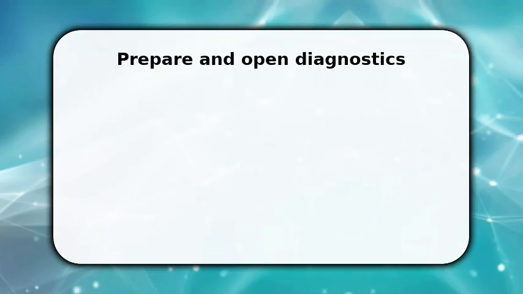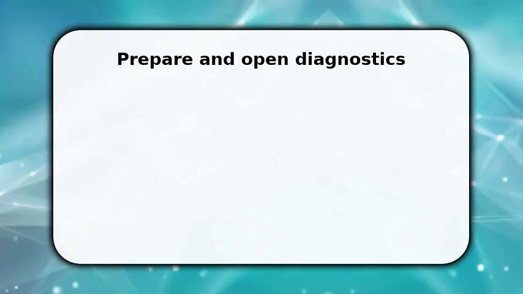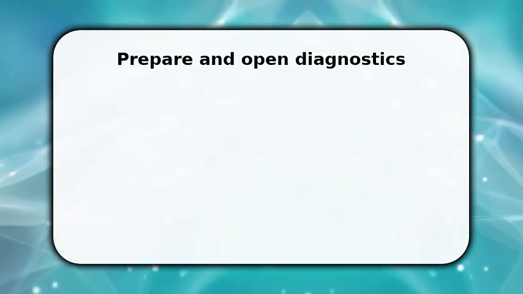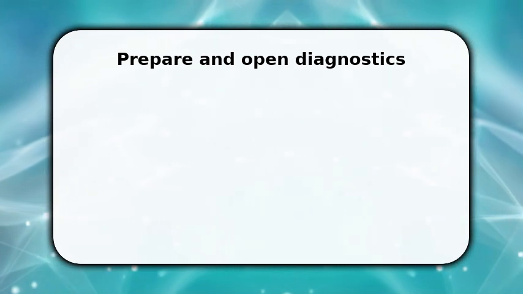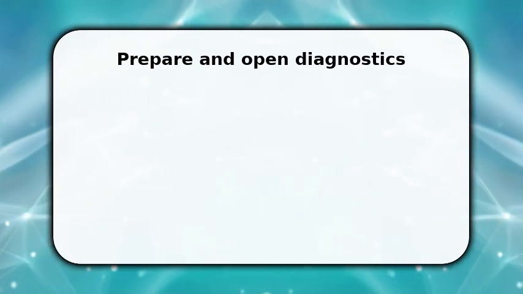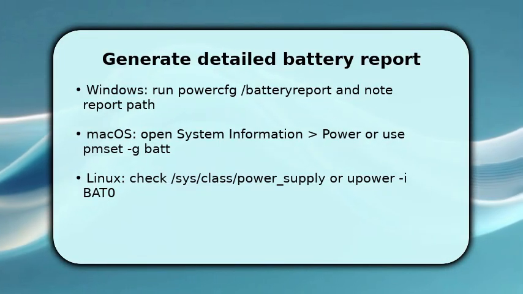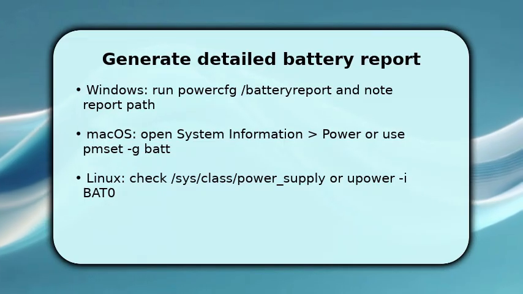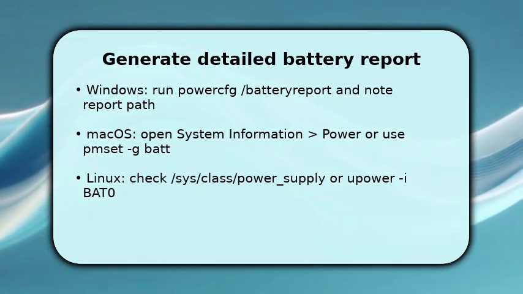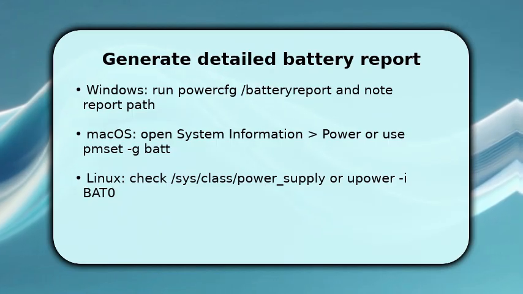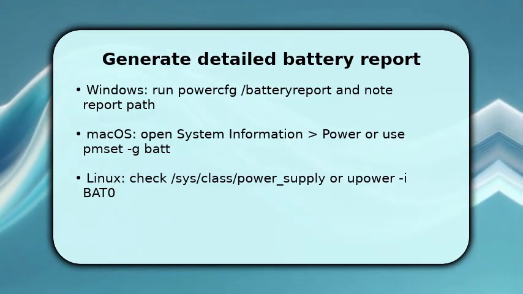This prevents partial readings. This step ensures the data you collect reflects real discharge and charge cycles, not skewed by forced AC power. Now generate the detailed report. On Windows, type powercfg /batteryreport and remember the file path it prints. That HTML shows capacity history and cycle count.